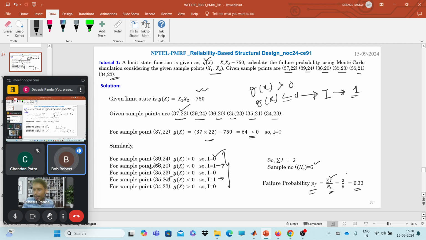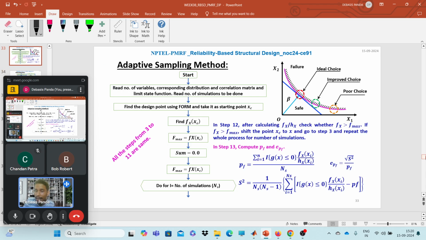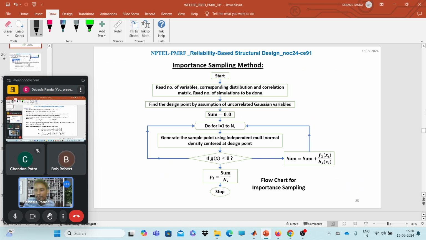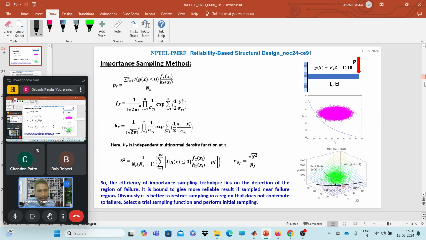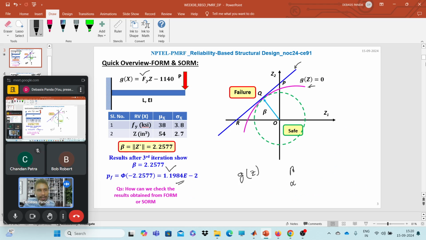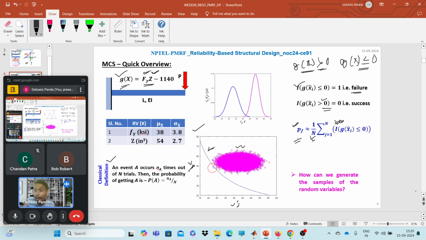This is straightforward. But the question is how we can generate the random numbers and how big should be the n to get the desired reliability or probability of failure. If we get the probability of failure, we can calculate the reliability also. So our task is to generate the random numbers and decide how many we need to generate to get the result. This is the biggest question: how we can generate the random numbers.